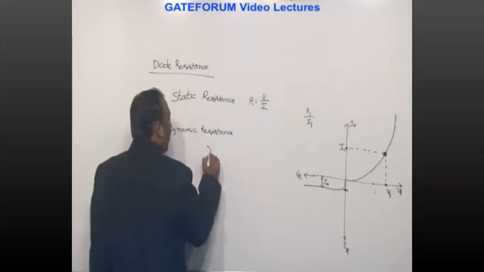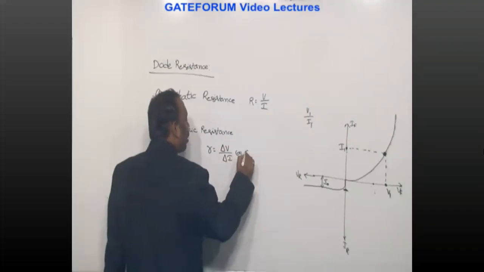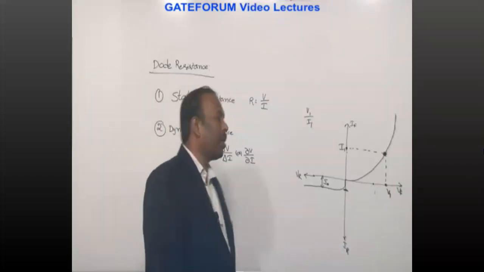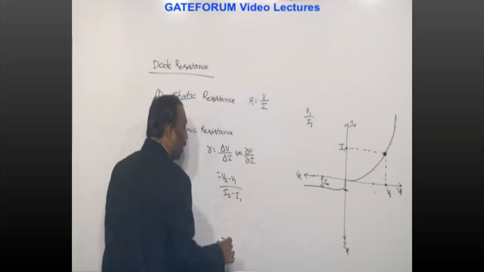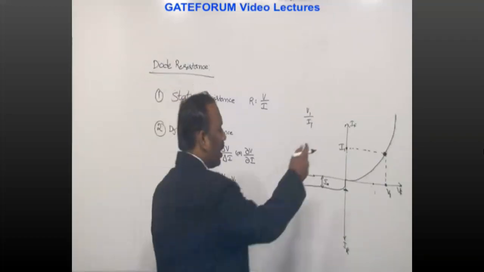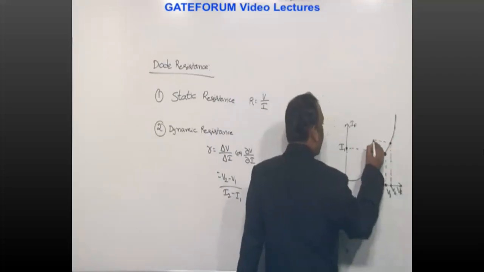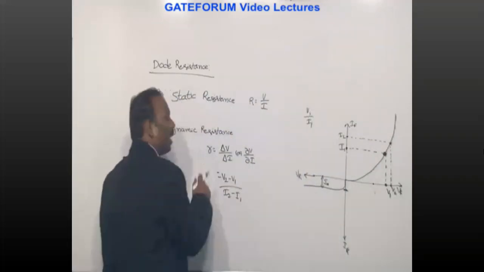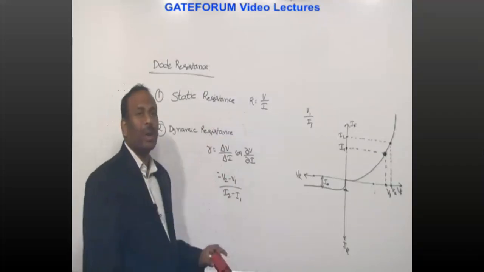Dynamic resistance is given by r equals delta V by delta I, or dou V by dou I. It can be written as V2 minus V1 by I2 minus I1. That means for calculating the dynamic resistance, 2 points have to be taken. So assume this is 1 point, I'll take another point. This is V2, this is I2. Then this difference by this difference will give you dynamic resistance. Dynamic resistance is denoted by small r. Static resistance is denoted by capital R.